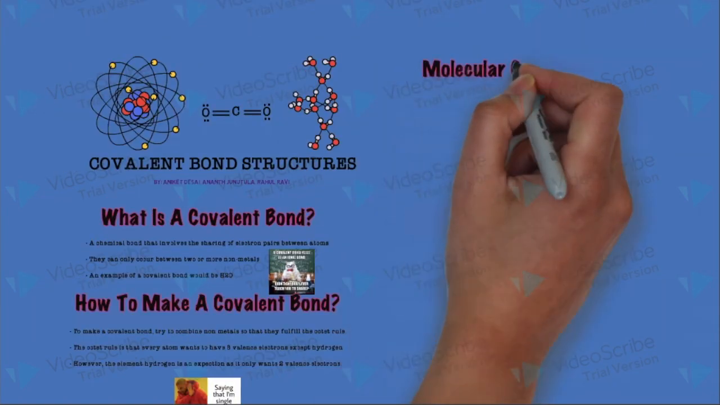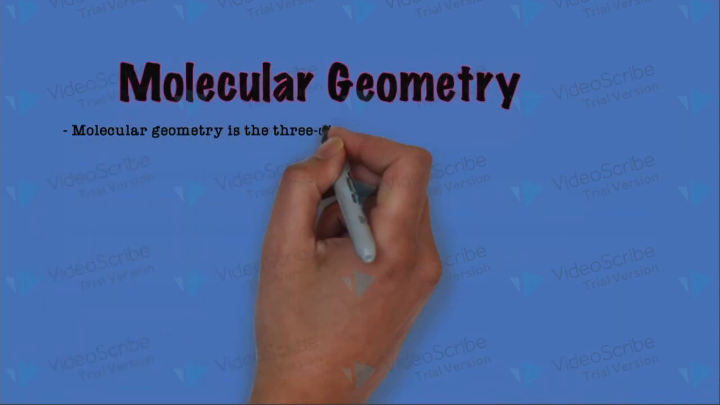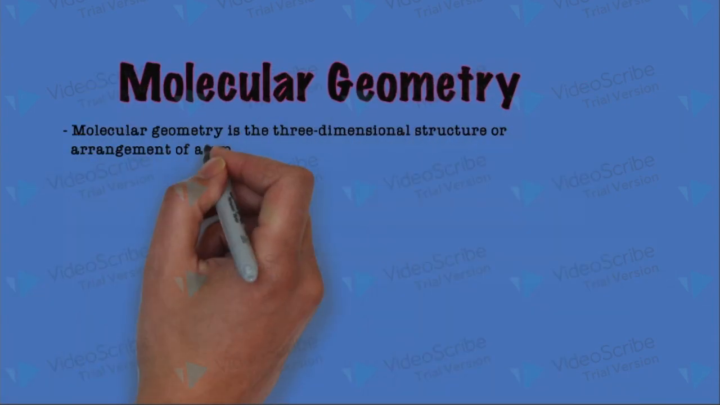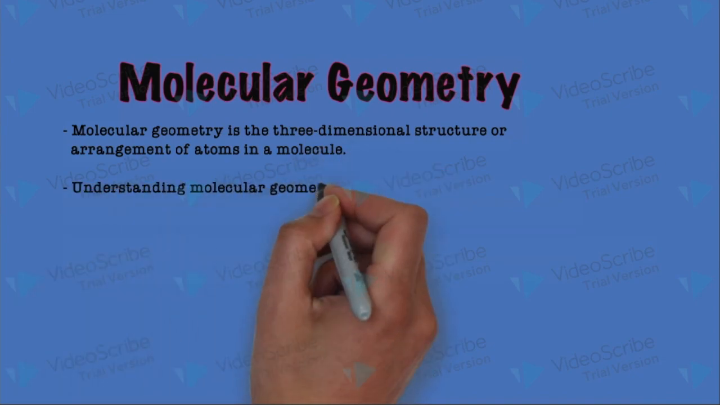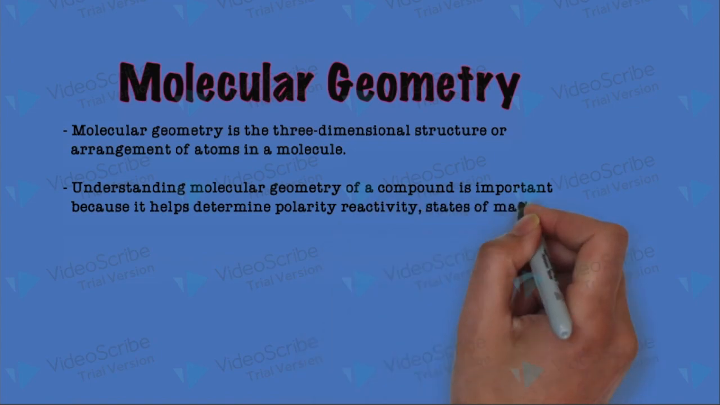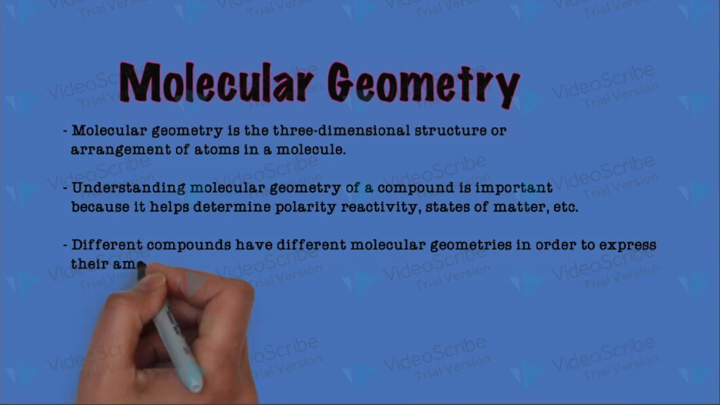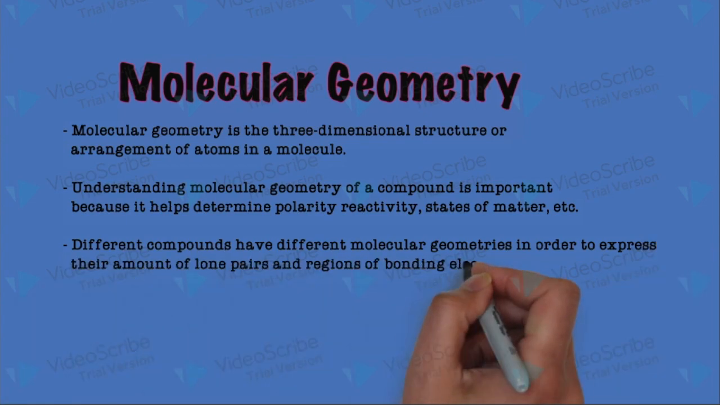So what does molecular geometry mean? Molecular geometry is the three-dimensional structure or arrangement of atoms in a molecule. Understanding the molecular geometry of a compound is important because it helps determine its polarity, reactivity, and states of matter. Different compounds have different molecular geometries in order to express the amount of lone pairs and regions of bonding electron density.